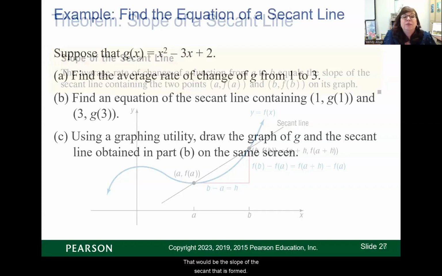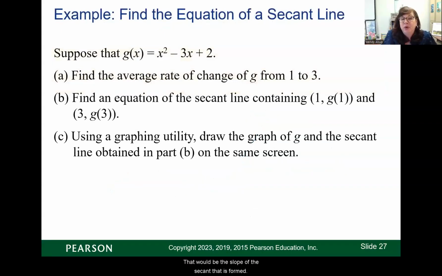That would be the slope of the secant that is formed. And this, by the way, is kind of building toward the definitions that will govern us in calculus, for those of you who continue on in mathematics. All right, so let's suppose that g of x is x squared minus 3x plus 2, and we want to find the rate of change between 1 and 3.